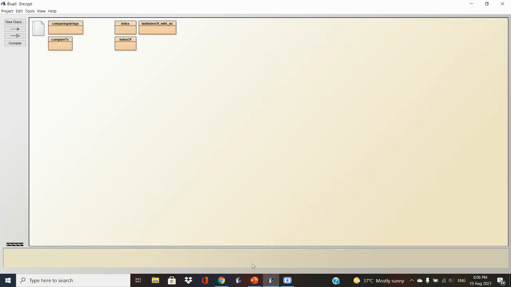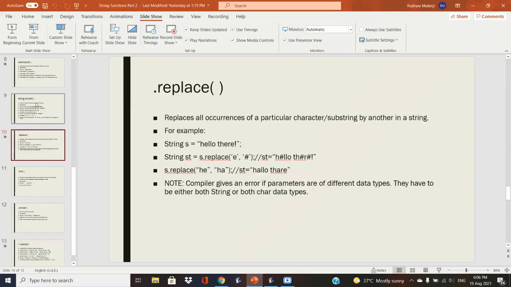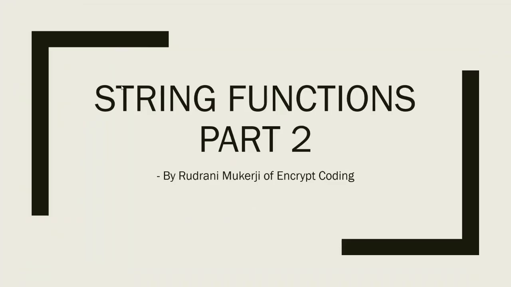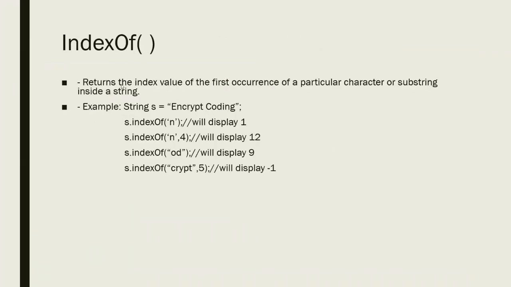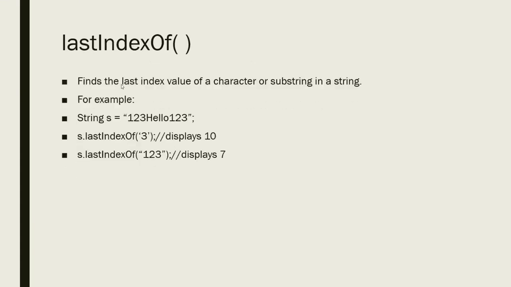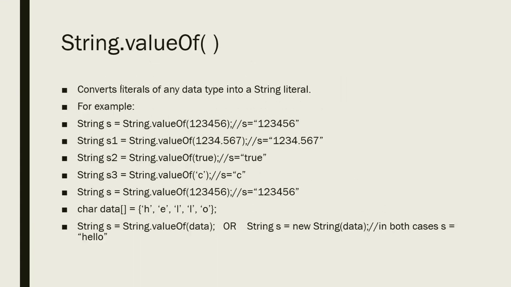So moving on to our next function, we have the string dot value of function. Right. So this one basically just converts literals of any data type into a string literal. As you can see in the examples below, using this you can convert any data type, be it integral, fractional, boolean, or character, into a string. You can even convert arrays into a string.